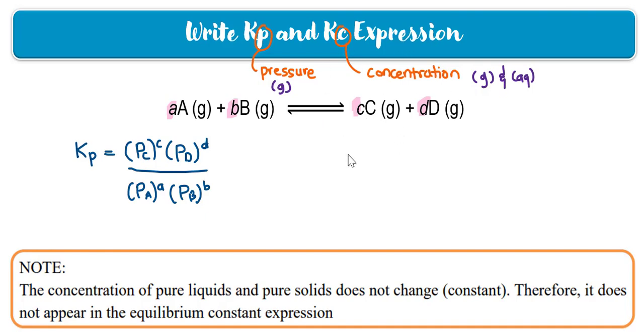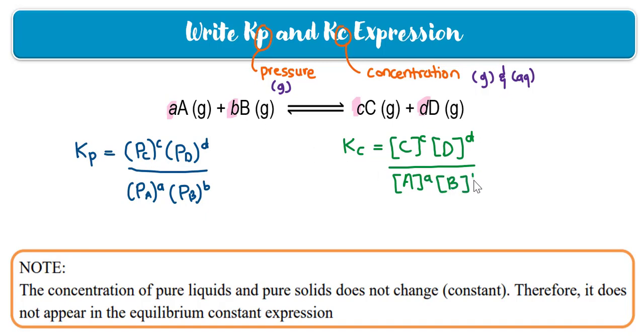For the Kc expression in terms of concentration, we are going to use a square bracket. So again, product to the power of its coefficient divided by the reactants to the power of its coefficient. Since we have the gas phase, the gas phase is included in the Kc expression. So the concentration of C to the power of c times the concentration of D to the power of d divided by the concentration of A to the power of a times the concentration of B to the power of b.